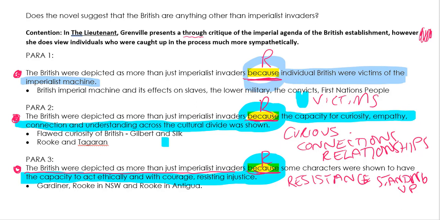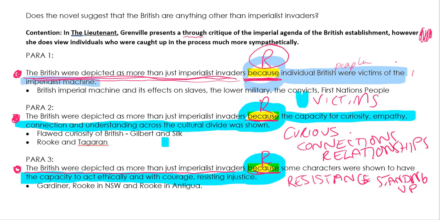Now, when I plan an essay, I think about what is my contention, and then what are my reasons for my contention. And I think about reason as being something that involves the word because. So here's a kind of a summary of what my contention is. The British were depicted as more than just imperialist invaders. I say that they were more than just imperialist invaders because, and then I give my first reason, individual British people were victims of the imperialist machine.